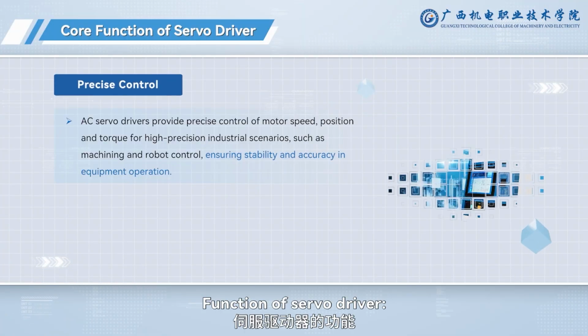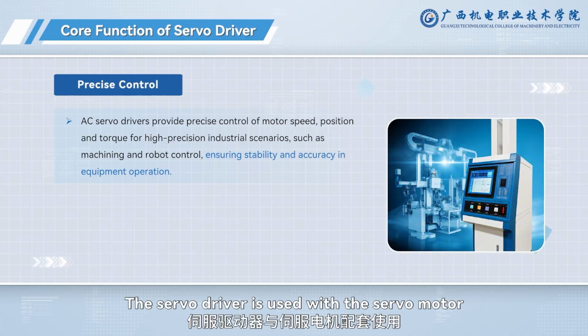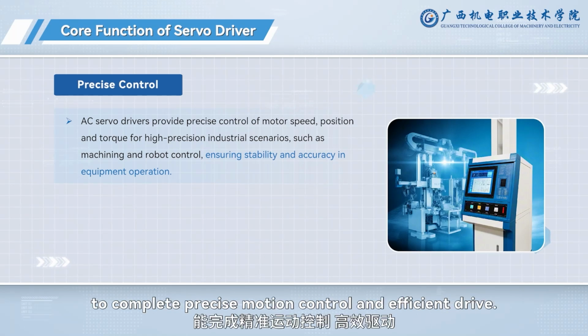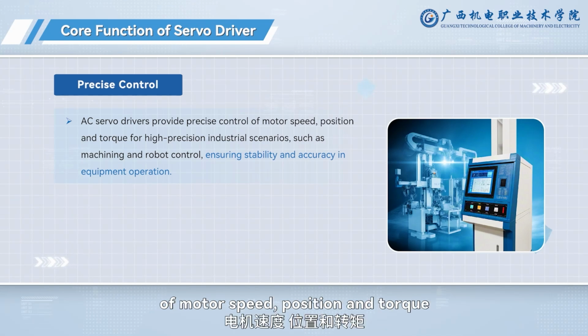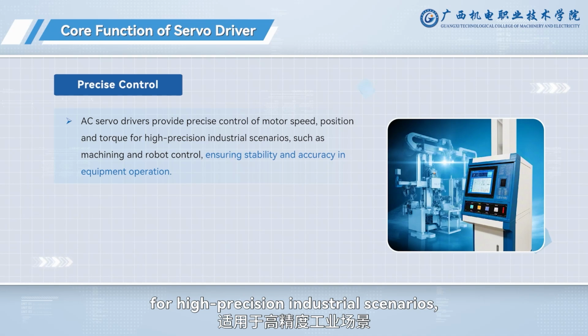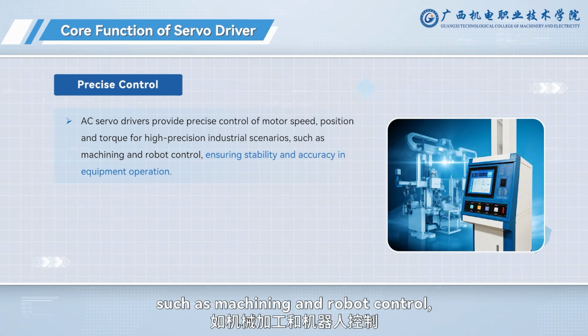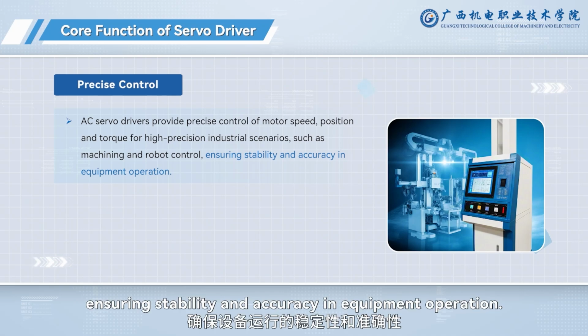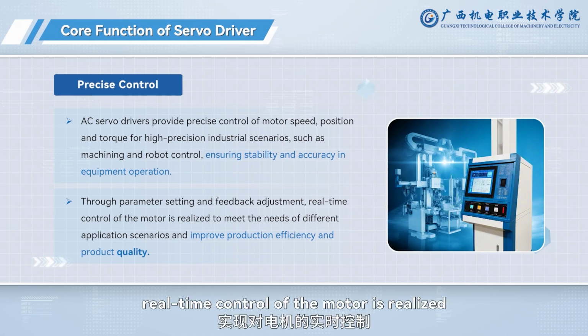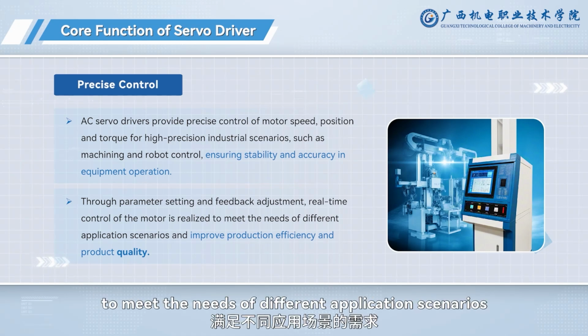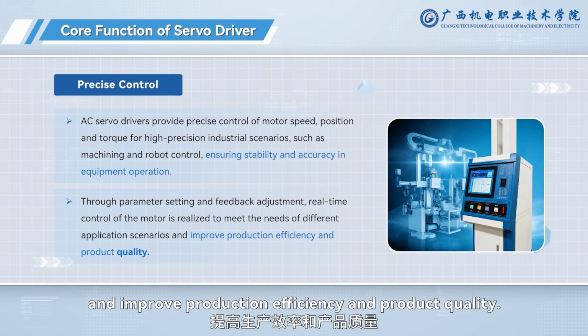Function of servo driver. The servo driver is used with the servo motor to complete precise motion control and efficient drive. AC servo drivers provide precise control of motor speed, position, and torque for high-precision industrial scenarios, such as machining and robot control, ensuring stability and accuracy in equipment operation. Through parameter setting and feedback adjustment, real-time control of the motor is realized to meet the needs of different application scenarios and improve production efficiency and product quality.